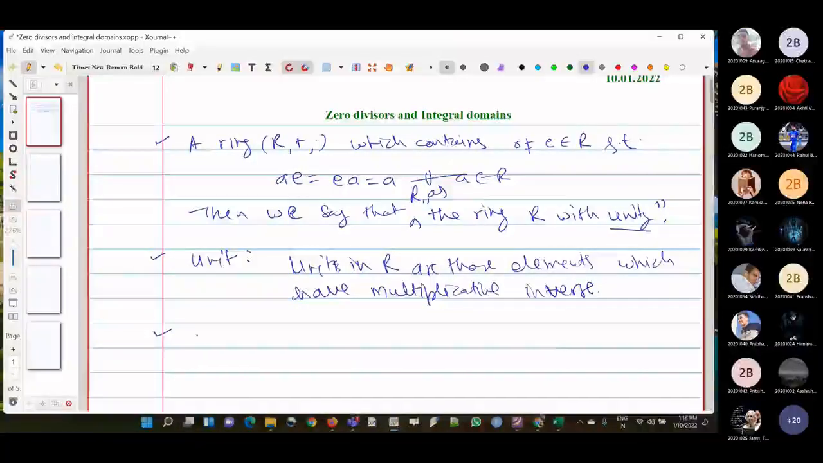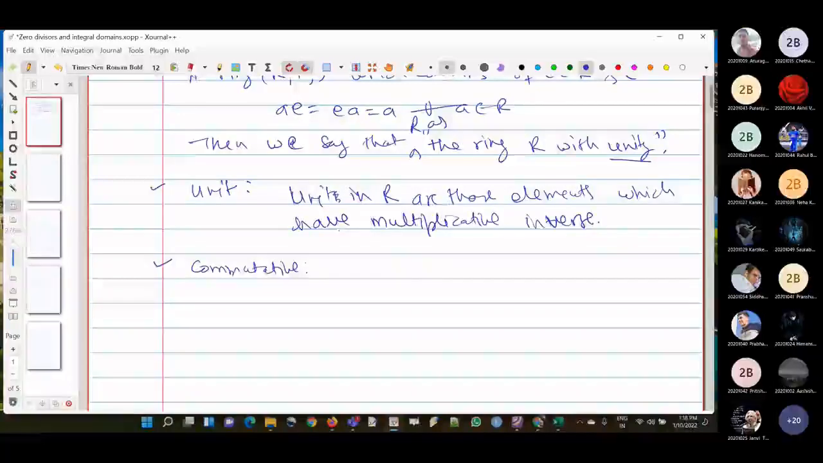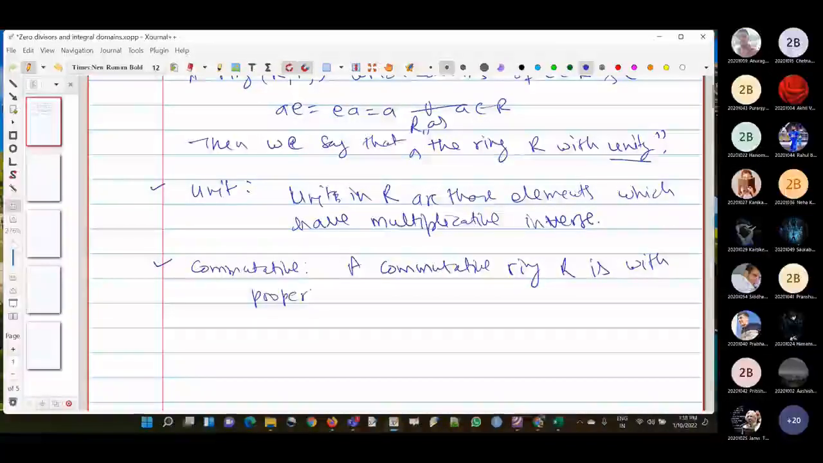And the third one is commutativity. They are going to play a big role hereafter. So a commutative ring R is one with the property AB equals BA for all A, B belonging to R. So three things we have recalled. Fine. Many examples we have seen.